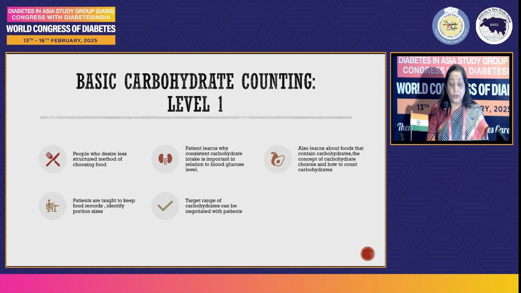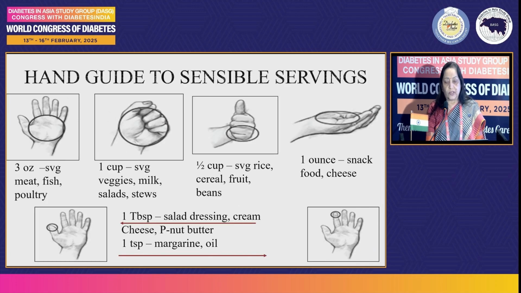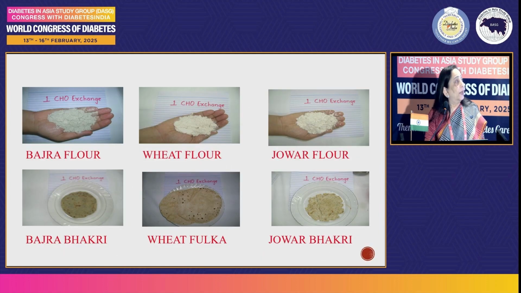In carbohydrate counting level 1, patients are taught to keep food records and identify the portion size, and a target range of carbohydrates can be negotiated with the patient. This is a very simple hand guide for sensible servings. Each and every patient can understand the palm, tight fist, loose fist, one tablespoon, teaspoon. This is very practical for the patients as well as for the dietitians. You can keep this type of picture and show the patients.